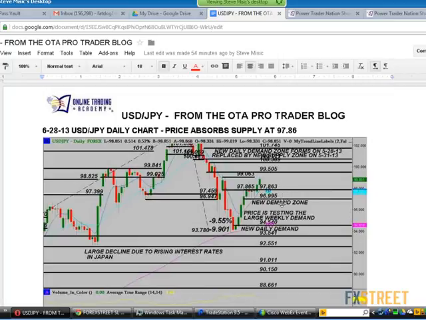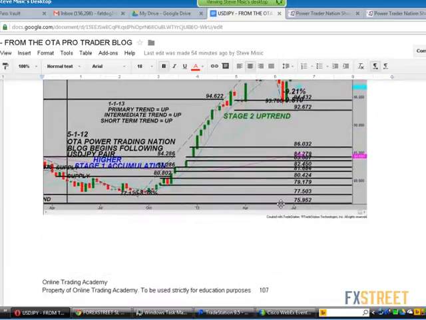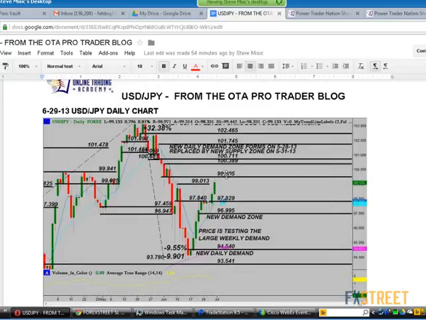So at that point, anybody that's looking to buy might look to buy if price comes down to this 97 area, 97.83. And of course, they can use this 99.50 area if they're looking to sell as a possible area to go short.